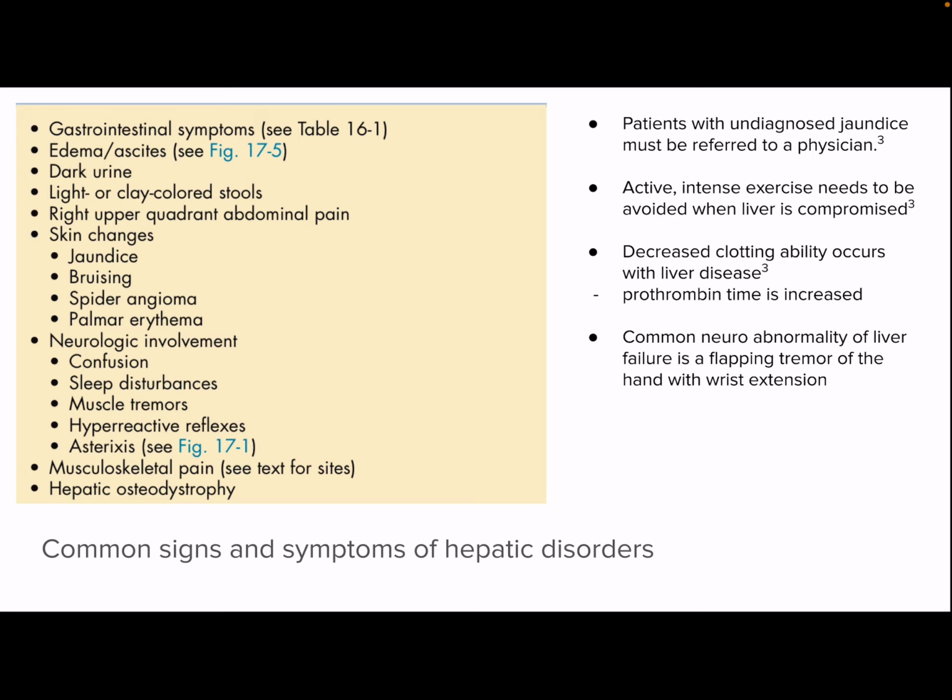A common neuro abnormality of liver failure is a flapping tremor of the hand with wrist extension. That can also happen with a few other things like pancreatic issues, but you'll see it with liver pathology as well.